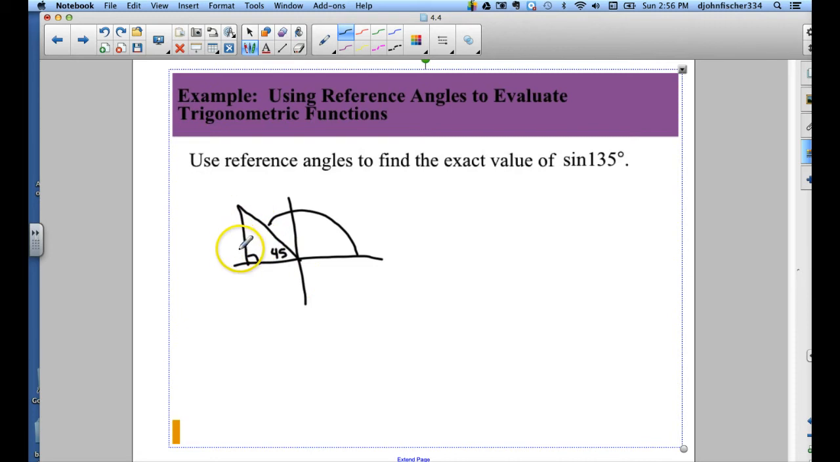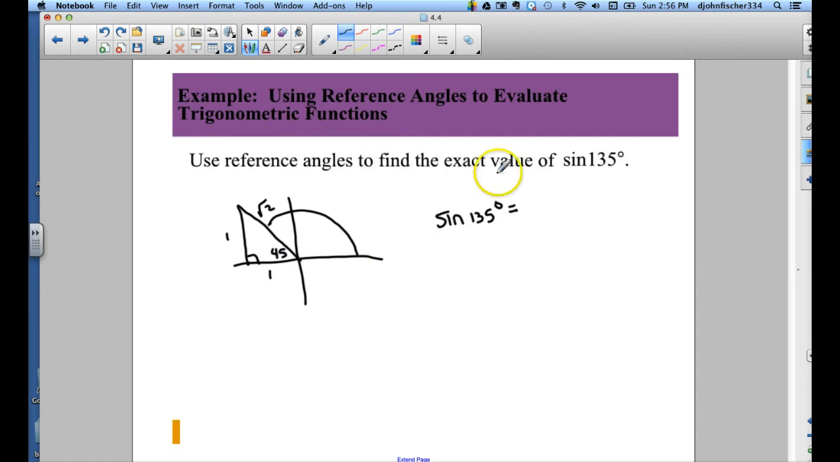Well, what we know about a 45 is that the sides are 1, 1, and square root of 2. So now it says find sine. Well, sine of 135 is going to be equal to y over r. So y is 1. R is square root of 2. Now we have to be careful a little bit here because this one now is a negative 1 here, but we didn't have to use it on here. So this is equal to the square root of 2 over 2.